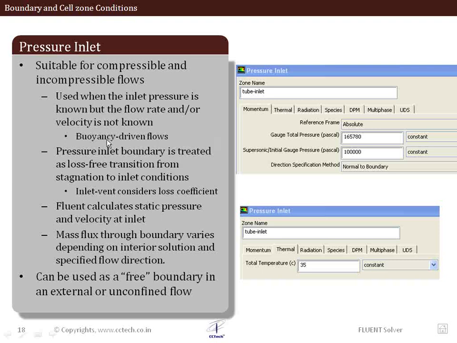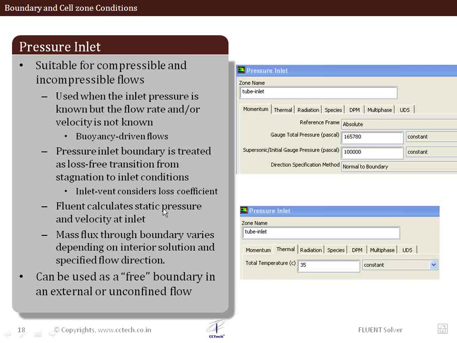It can be used in buoyancy driven flows. If I don't know the flow rate or the velocity, then it can be used as a free boundary, especially in external or unconfined flows, and it assumes a loss free transition from the pressure that you have specified to the inlet conditions. So it does not contain any loss coefficient. If you want to include some loss coefficient, you should define it to be an inlet vent. In that case, you can also include the loss coefficient.